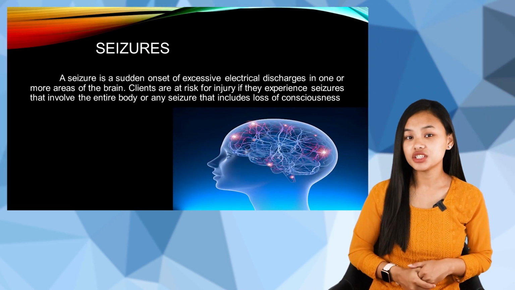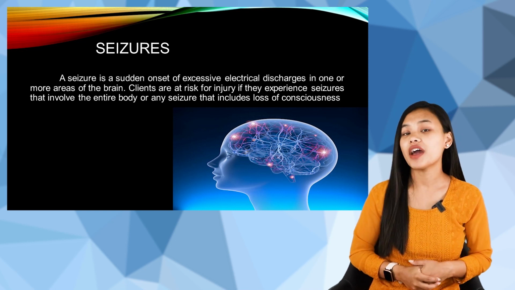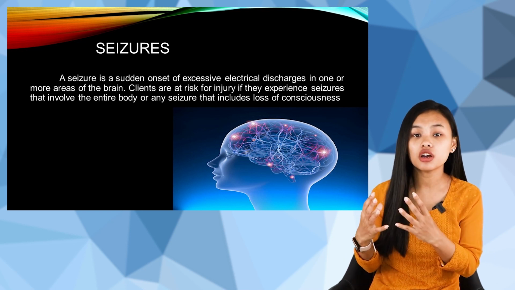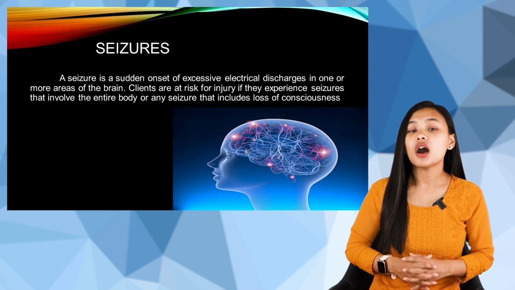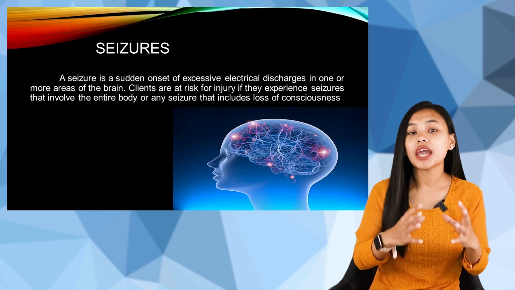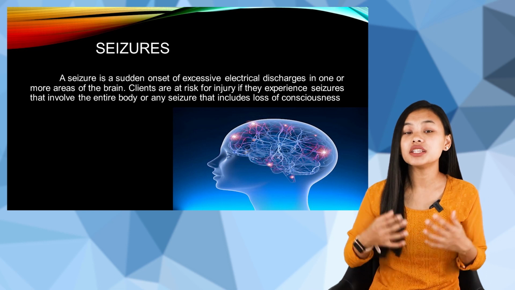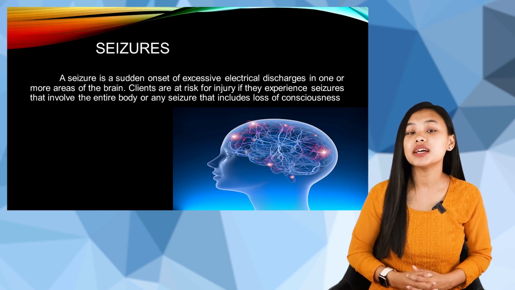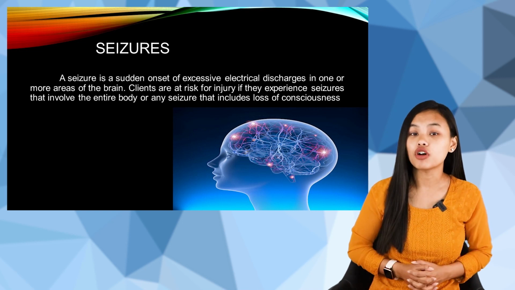And the next one is seizure. So what is a seizure? A seizure is nothing but a sudden onset of an excessive electrical discharge in one or more areas of the brain. Clients are at high risk of developing an injury if they experience seizures that can affect the entire body of the client, as well as if they experience seizures that can affect their level of consciousness.